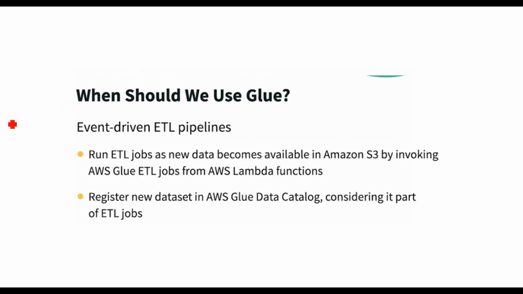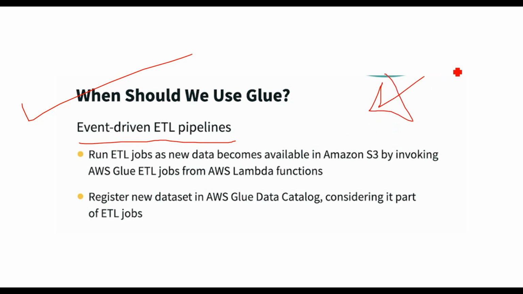Third, we have an event-driven ETL pipeline. Run the ETL jobs as new data becomes available in Amazon S3 by invoking AWS Glue ETL jobs from AWS Lambda functions or Step Functions. In my next video, I'll integrate AWS Glue with Step Functions. I'll share that link also, so you can watch it.